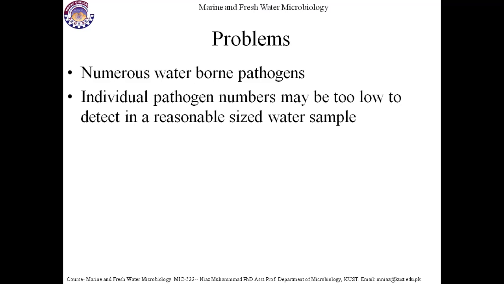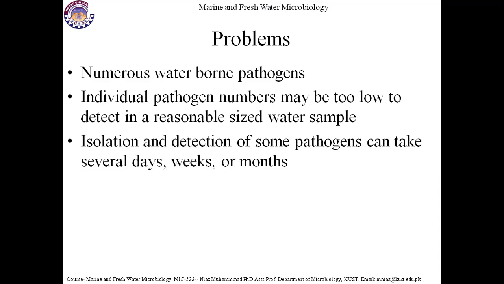Another problem is that the individual pathogen number may be too low to detect in a reasonable sized water sample. Suppose for analysis we are taking 1 ml of water sample, maybe that pathogen is not present in that 1 ml and it is present in the other remaining water. So there is a huge chance of the pathogen escaping from a small water sample. Therefore, it is another big problem.